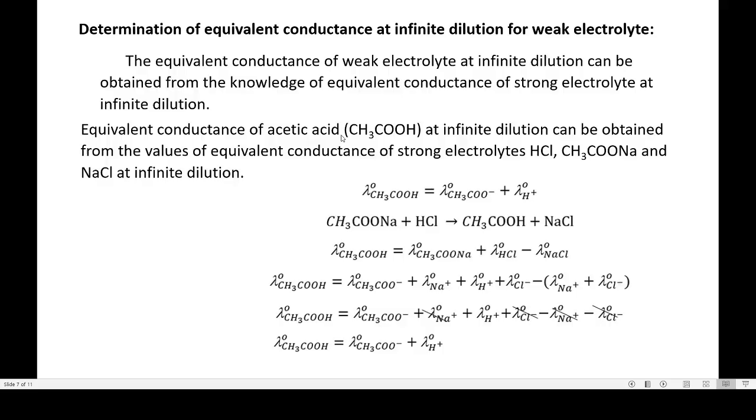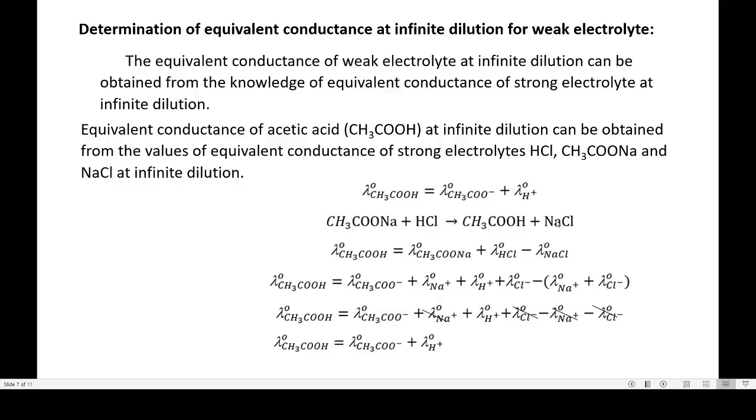So the equivalent conductance of it at infinite dilution can be obtained from the values of equivalent conductance of strong electrolytes HCl, sodium acetate and sodium chloride at infinite dilution. So according to Kohlrausch law, the equivalent conductance of acetic acid at infinite dilution will be equal to the sum of ionic conductance of acetate ion and ionic conductance of hydrogen ion at infinite dilution.